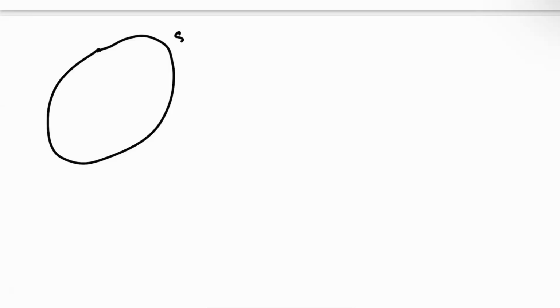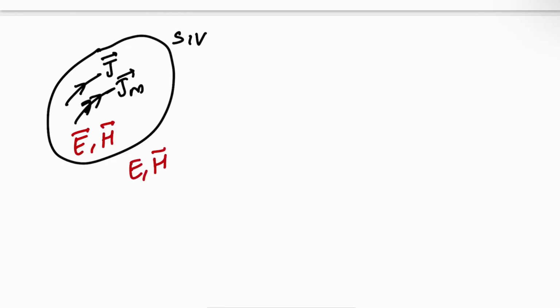So let's do that. We again start with this abstract notion of some surface S with the volume V. And we say that we have one set of sources J, another set of sources Jm, and these are producing fields E, H everywhere. E comma H. Obviously E and H are functions of position.